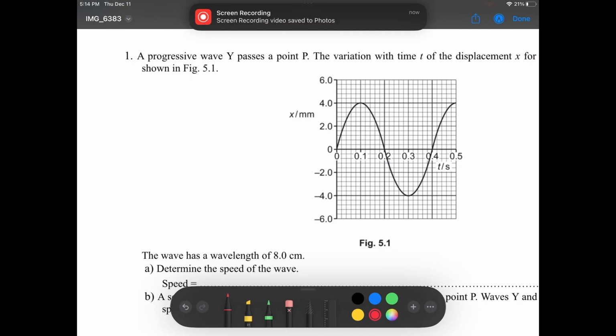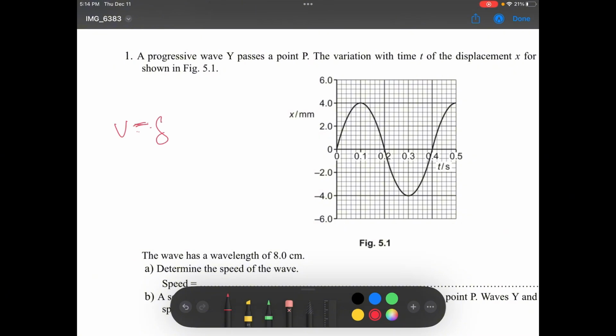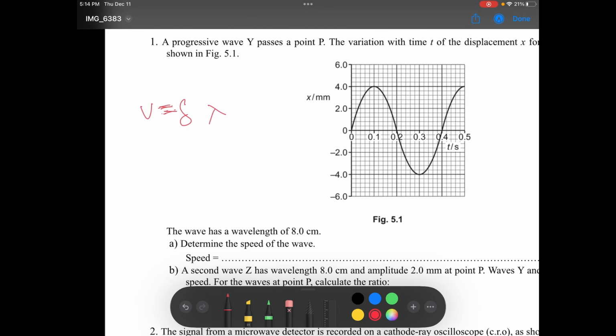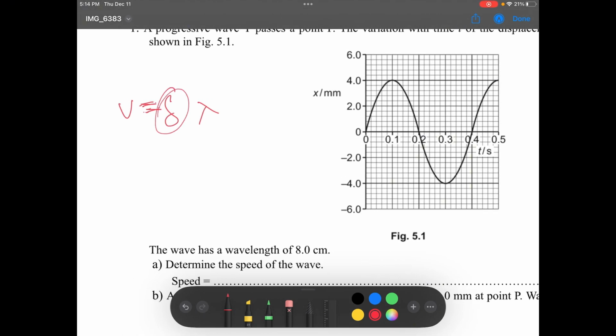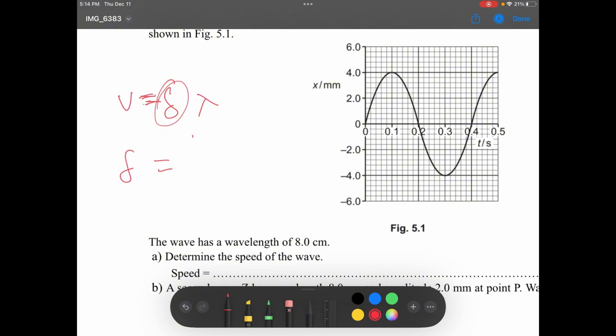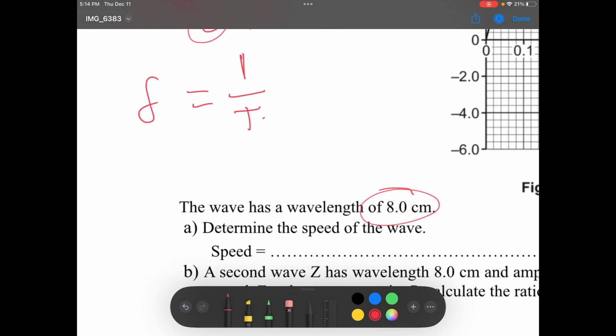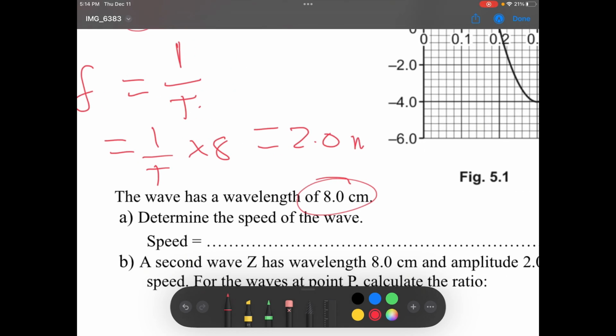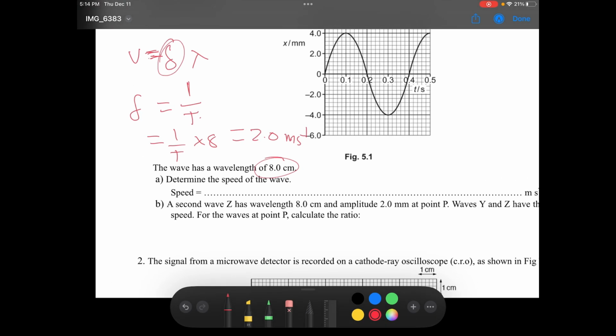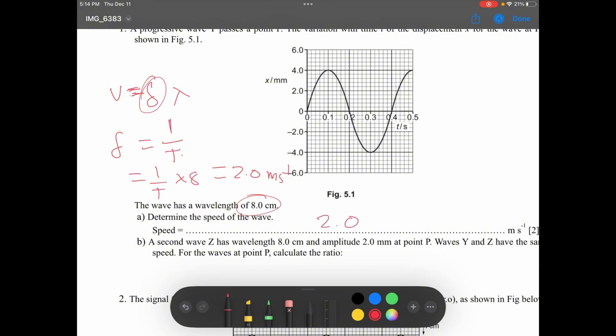Today I will discuss 3 questions from the physics final exam. To find speed, the formula is V equals F times lambda. Because we don't have F, the formula for F is 1 over T, or period. We already have the wavelength, which is 8 centimeters. So, to find V, we use 1 over T times 8 equals 2 meters second minus 1. So the answer for this is 2 meters second minus 1.